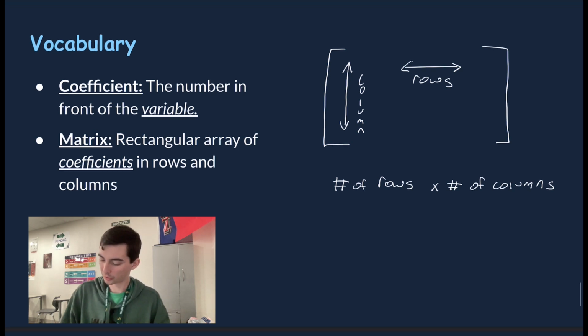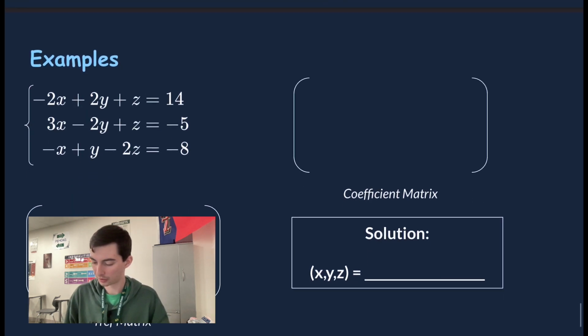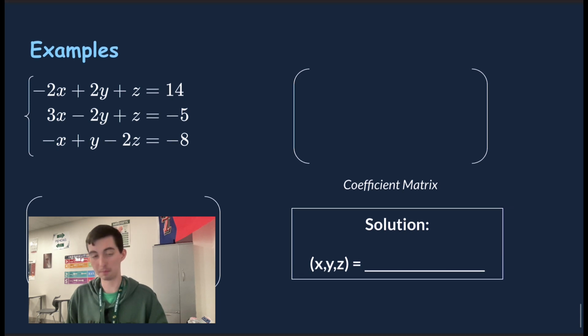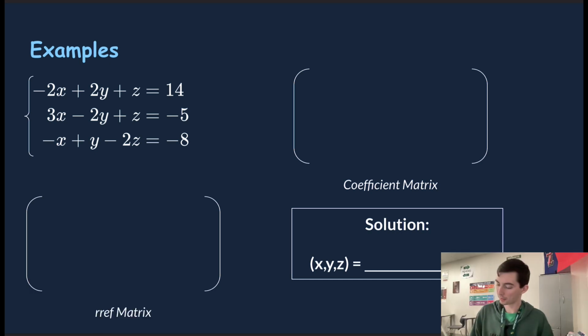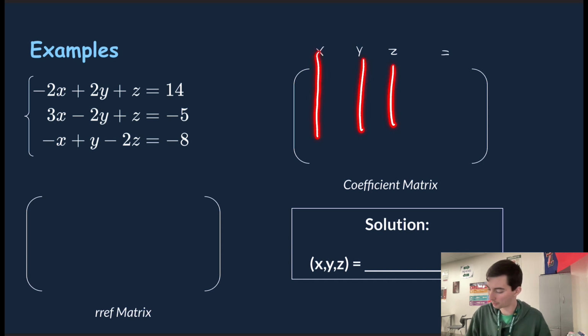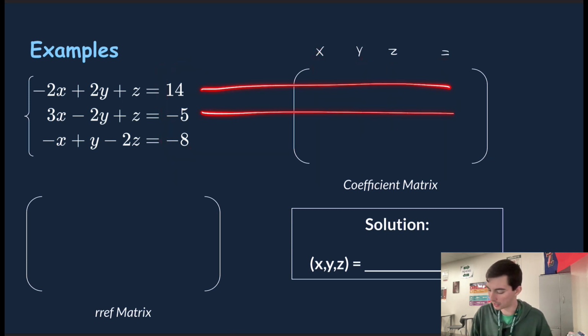Okay? So let's put this into action. Here I've got my first system with 3 equations and 3 variables. We have an x, a y, and a z. So I'm going to label and put each of these variables into its own column here. I've got an x column, a y column, a z column, and then an equal sign, which would be for these numbers over here. And then each row is going to be a new equation.